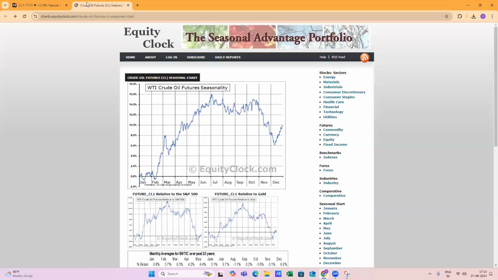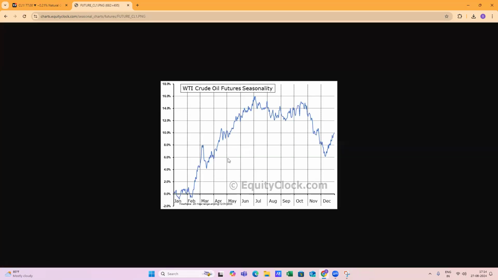Now, today I would like to show you a chart. This is the chart from charts.equityclock.com, crude oil futures. This chart is very important, and all oil traders know it. This is their copyright, I am just showing this to you. Please do visit their website to see the detailed chart.